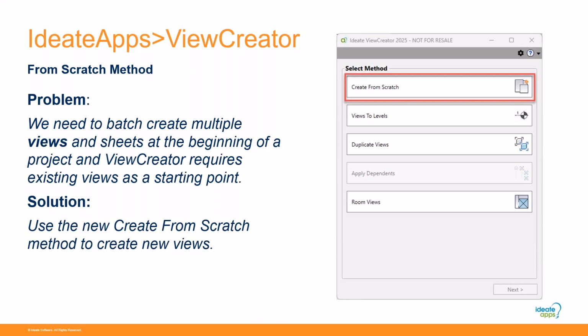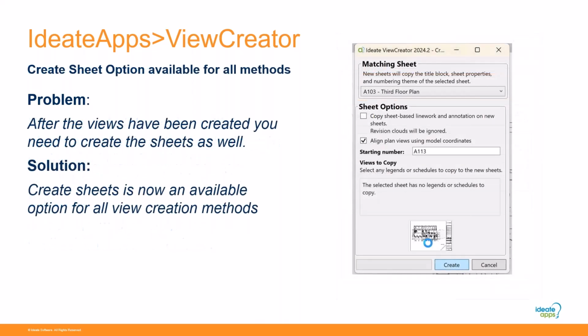But all of these basically started with a template, meaning that you had to have an existing view in order to either duplicate or select from as your basis. And now we've implemented this create from scratch method. The problem was, if you didn't have a view, then how do you create it? Now we're able to create that, and at the same time create the sheets.